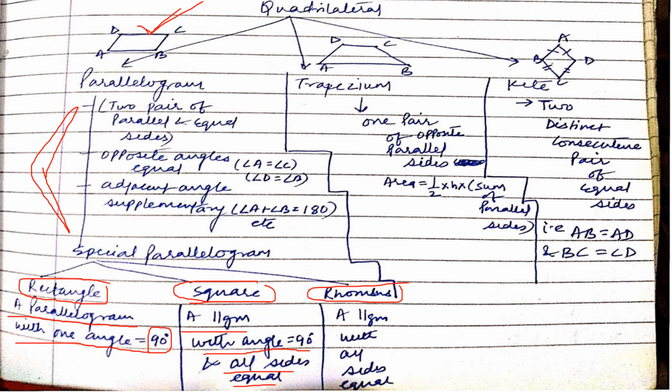And third is the rhombus, also a child of the parallelogram. The property is a parallelogram with all sides equal. So here there is no concept of angle equal to 90 degrees. The only thing is all sides should be equal in a parallelogram, then it becomes a rhombus. We will discuss more about this in the next slide.